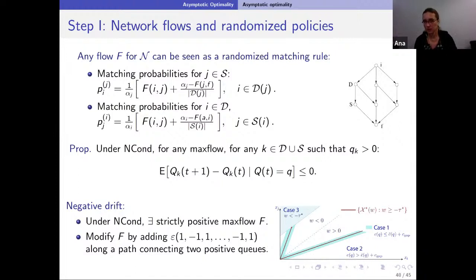Flow, in my associated max flow problem that you see on the right, there is my original matching graph that has demand and supply items. I'm going to add the source that is having the edges towards the demand classes and a sink that has edges going from supply items to the sink. So I can take any flow in this network flow problem and transform it into the randomized policy.